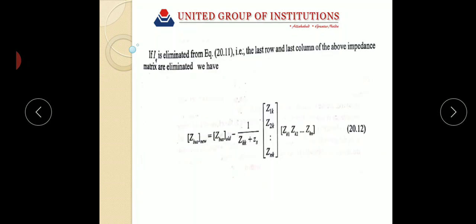So if IQ is eliminated from the previous equation 20.11, the last row and last column of the impedance matrix are eliminated. Then we have Z bus new equal to Z bus old minus 1 upon (Zkk plus Zs) times the column Z1k, Z2k up to Znk into the row Zk1, Zk2 up to Zkn. It's a very important relation, the type 3 modification.